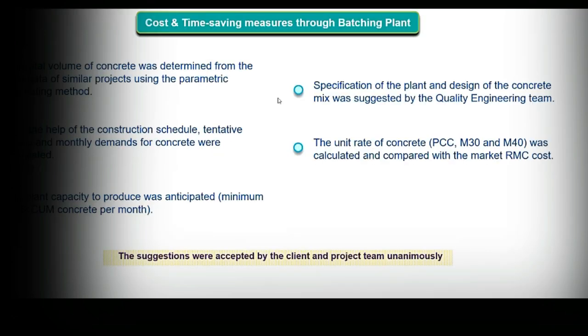To implement my suggestion number 3, I have performed the volume of concrete estimate. I estimated the volume of concrete using parametric estimate method, and through the construction schedule, I have forecasted the tentative yearly and monthly demand of concrete. And thus I have arrived at the capacity of the batching plant. With the help of the quality engineering team, I set the specification and the concrete design mix, and calculated the unit rate of concrete and compared it with the market price of the RMC.